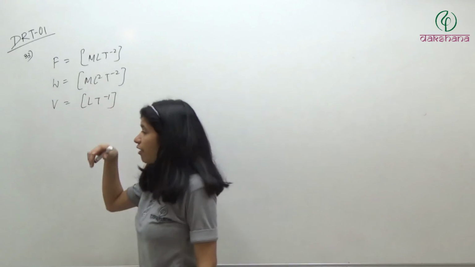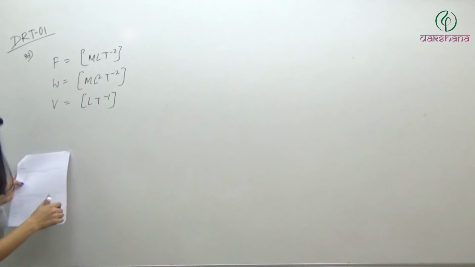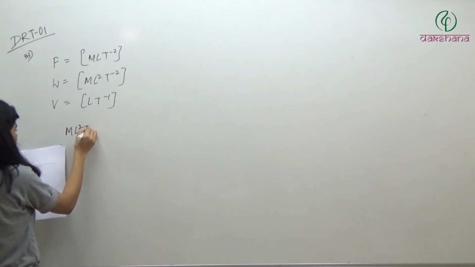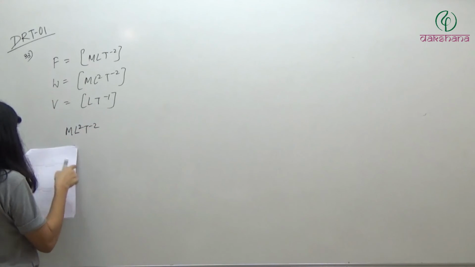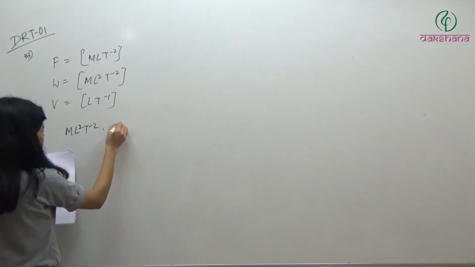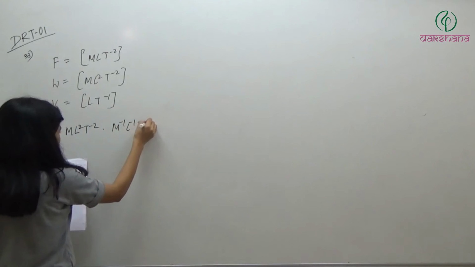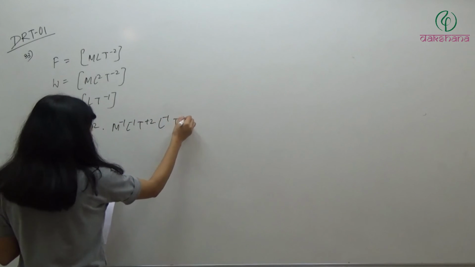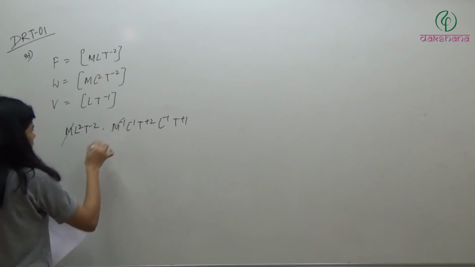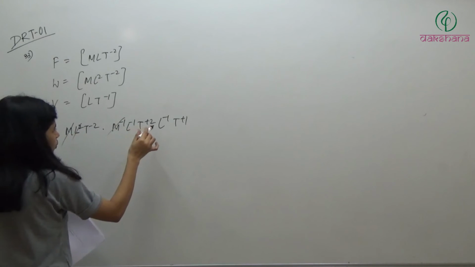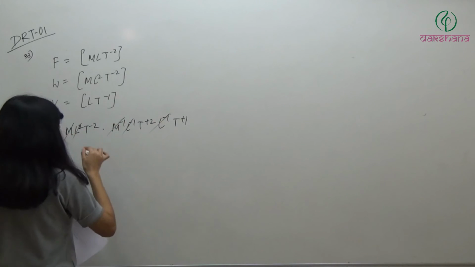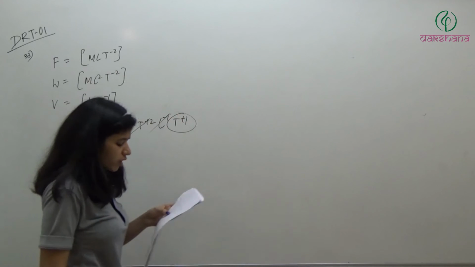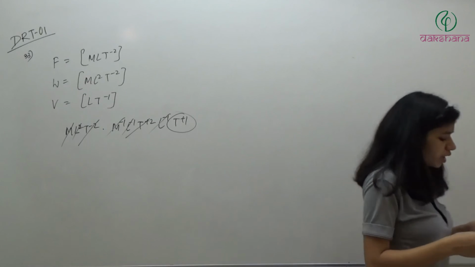So these should have opposite powers. Let's try if the fourth is correct or not. So ML2T minus 2, W into F minus 1. F minus 1 means M minus 1, L minus 1, T plus 2, and V minus 1 gives L minus 1, T plus 1. So from here we have M minus 1, L2, and from here it will get cancelled. T minus 2, T plus 2. See, we have T plus 1, which is the dimensional formula for time.